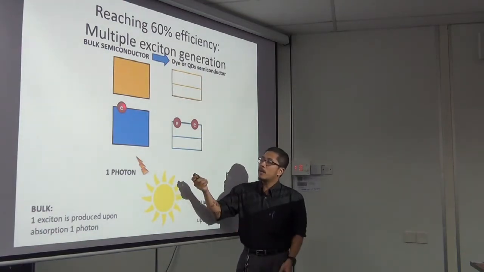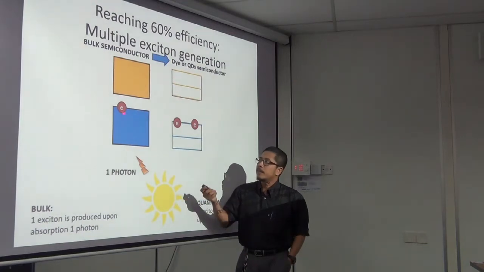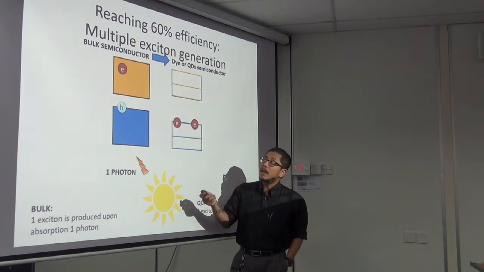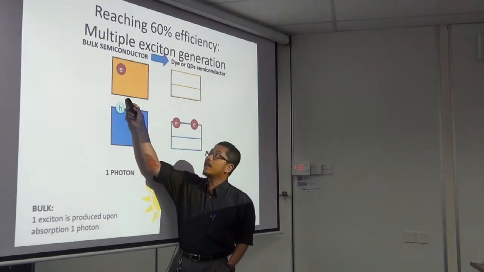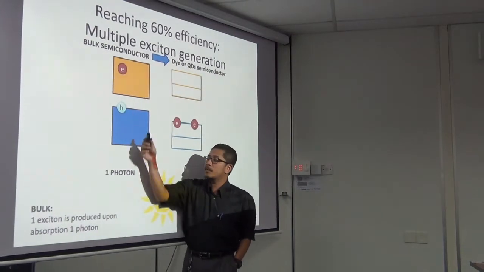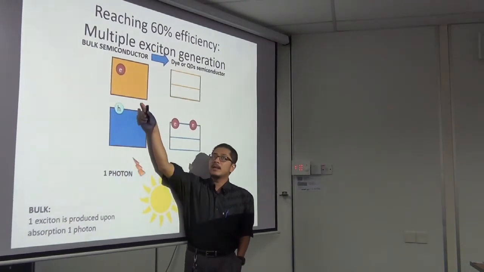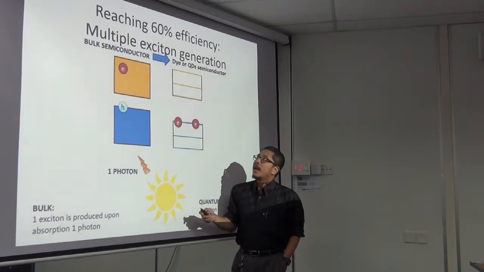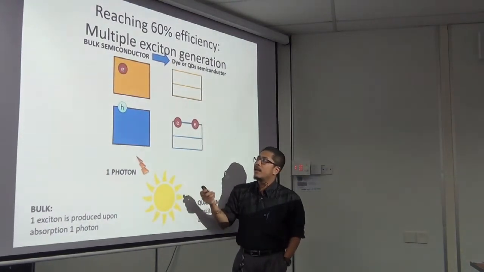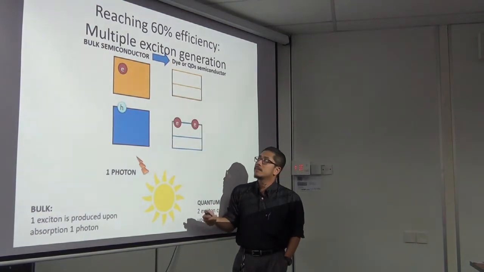This electron absorbs one photon from the sunlight. This electron will be excited to the conduction band. It may exceed the band gap. It may be excited more than the band gap because it could absorb energy more than the band gap value. And then this electron will relax to the lowest conduction band.